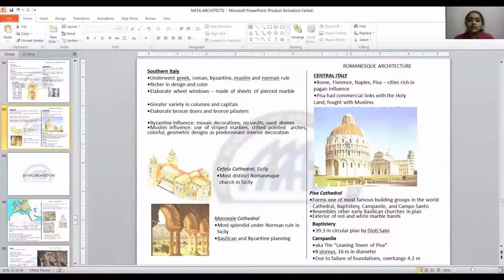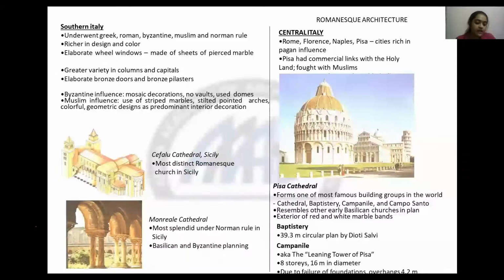When you look at the interior of Pisa Cathedral, it is of black and white marbles with copper ceilings. Copper ceilings I have shown you in previous slides. It has five facades, you can see in this. It has five facades, and they have a separate viewing platform for women. So one of the main examples is the Pisa Cathedral here.